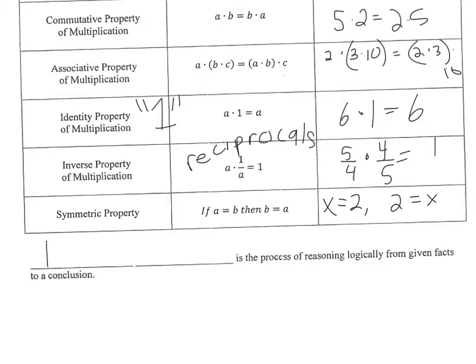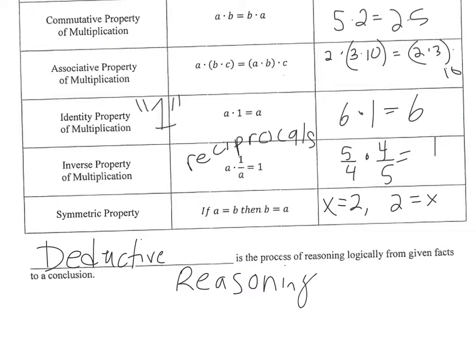And deductive reasoning is the process of reasoning logically from given facts to a conclusion. So when we're going to solve equations, we're actually going to use deductive reasoning, go line by line, and show why we can do each step when we're solving an equation.